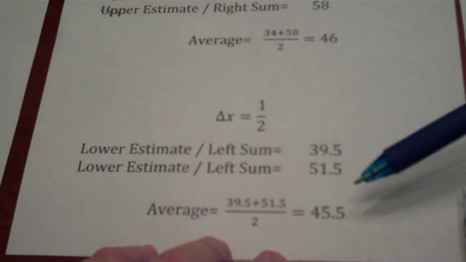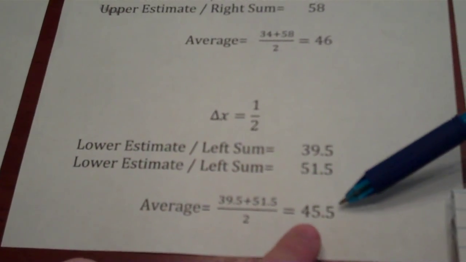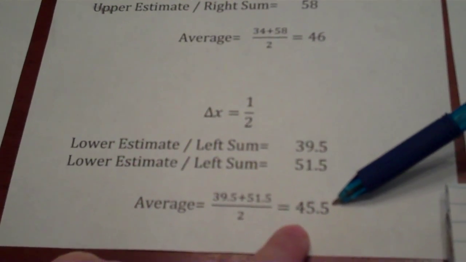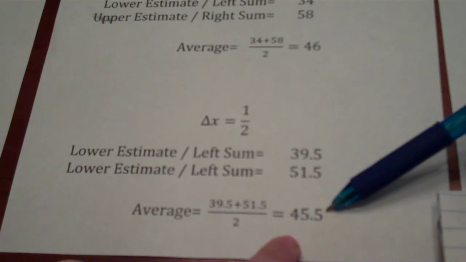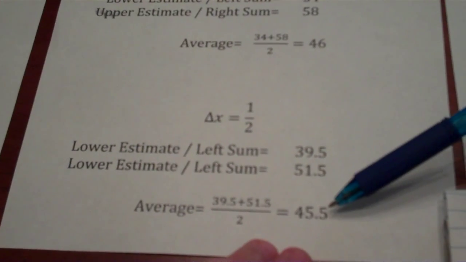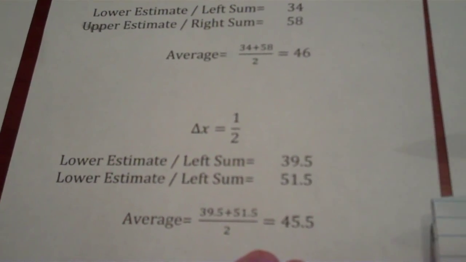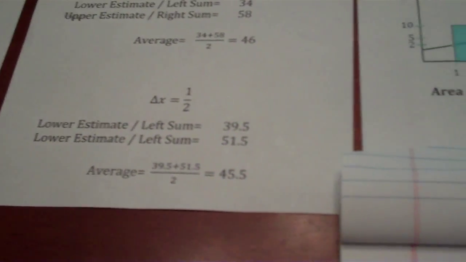Now you could continue this on and on and on, getting more and more accurate. Frankly, this is actually pretty close to the real answer. The real answer is 45.3 repeating. So I'm within 2/10 of the actual answer here. So I've gotten pretty accurate. If I continue on, it gets more and more accurate. And let's take a look at what we actually want to happen here.